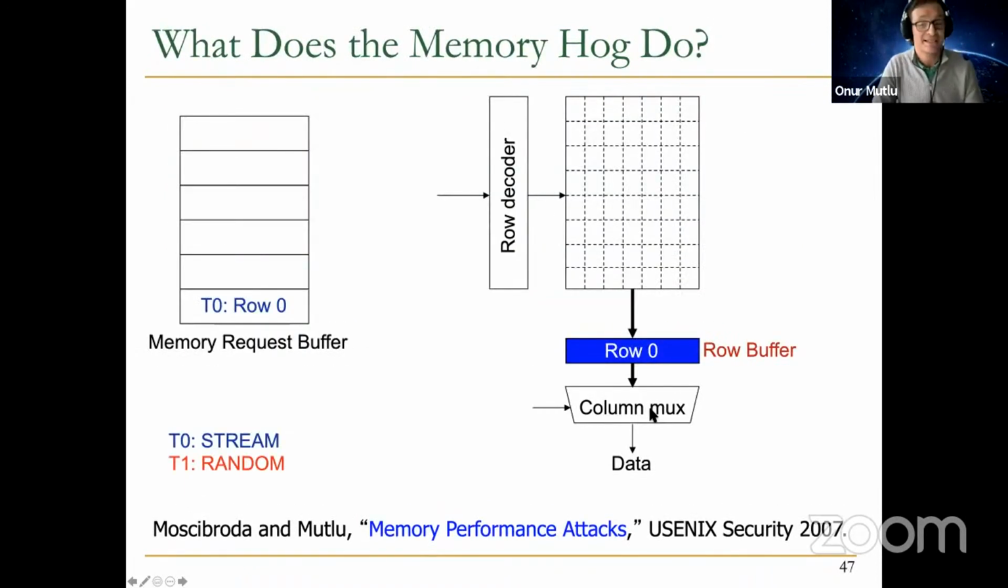So let's take a look at what happens when we run stream and random together. And it's going to be obvious, hopefully, based on what I showed you. Initially, let's say row 0 is open, and stream will keep accessing row 0 over and over many times. Random is going to keep accessing random numbered rows, let's say. And because stream is accessing row 0, and the memory controller is designed to prioritize accesses that hit in the row buffer, the memory controller is by nature going to prioritize all those accesses that keep hitting in row 0 at the expense of accesses that go to some other row. So implicitly, the memory controller is going to deprioritize T1, which is the random access over here.